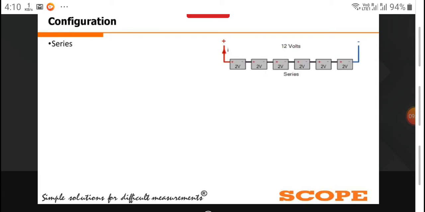Now, how is the configuration done? In case of series, for example, suppose a 2-volt cell is there. There are 6 numbers of 2-volt cells connected in series, so the effective voltage will be 6 into 2, that is 12 volts. Now, if the rated current is I, in series connection the current never changes. The current will be I, constant. In case of parallel connection, for example, we have two 12-volt batteries whose current is I. If we do the parallel connection, the voltage remains constant, but the current is doubled.